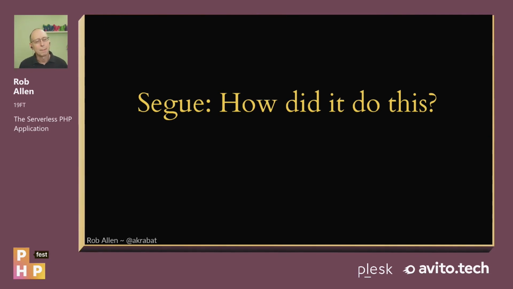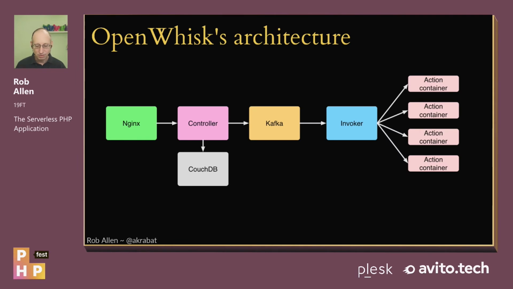How did it do that? One of the nice things about this being open source is that we can look under the hood and see how OpenWhisk does it. And all the other systems work basically the same way. The defaults change, not quite the same, but fundamentally they all work like this.